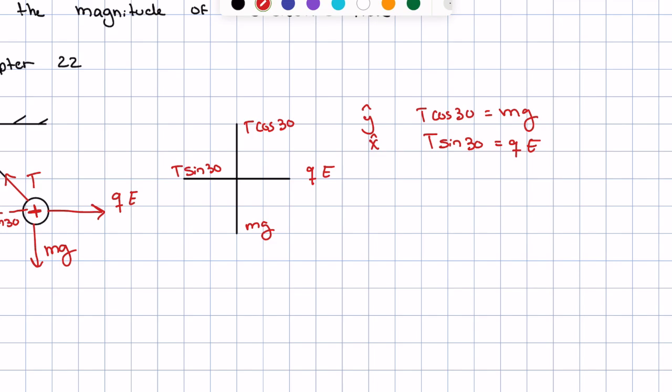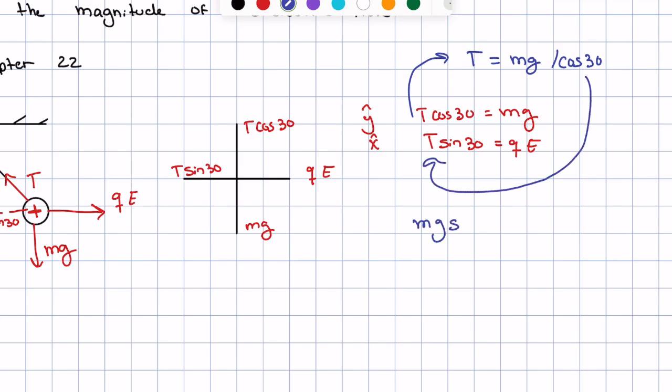I want to figure out what E is, so that means I need to know what T is. To do that, I just isolate for it, where I have T is equal to mg divided by cosine of 30. I then plug this answer here, and I get mg sine 30 divided by cos 30 times q is equal to E, and just divide a q on both sides. So this is your final answer.